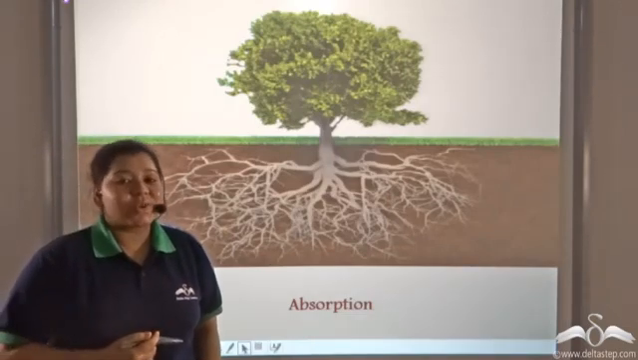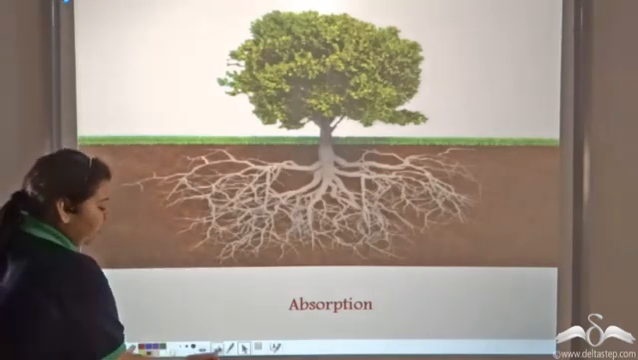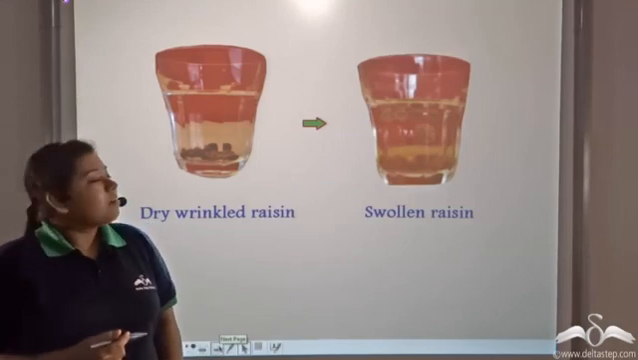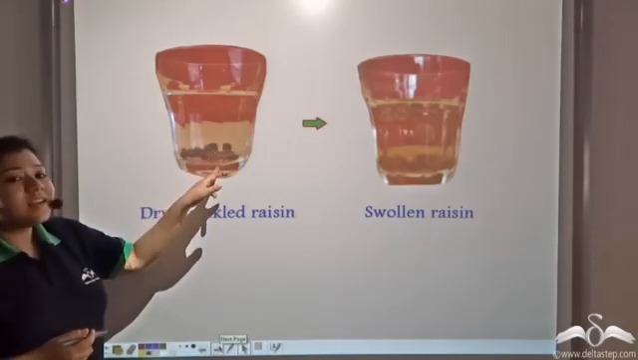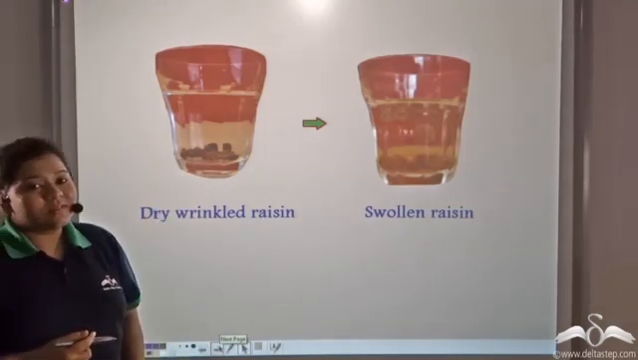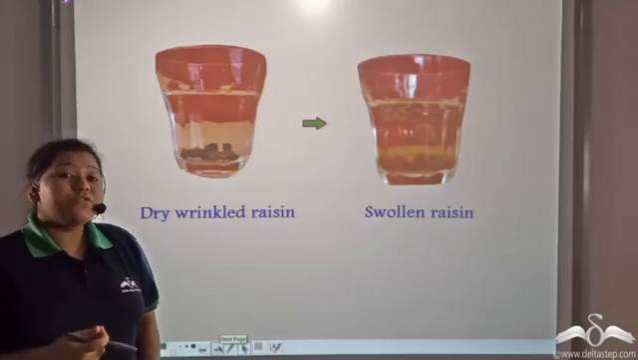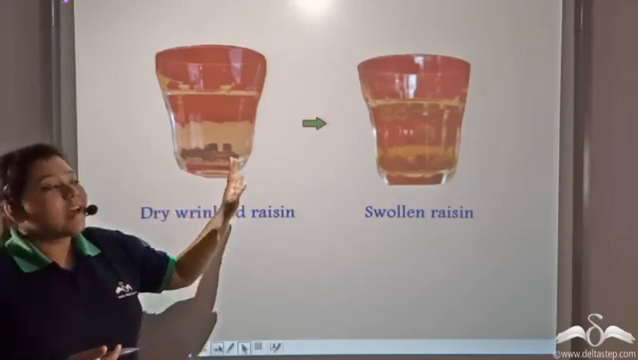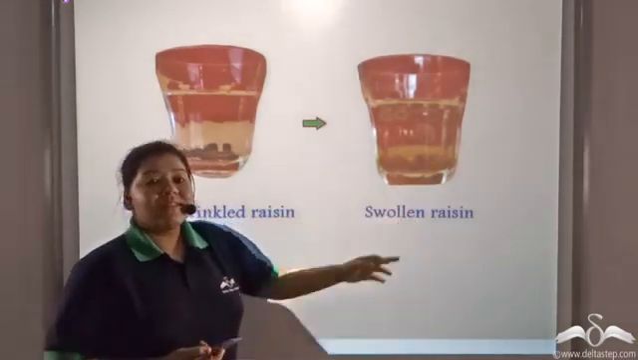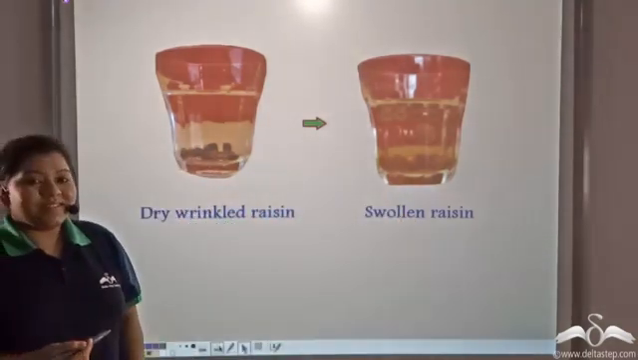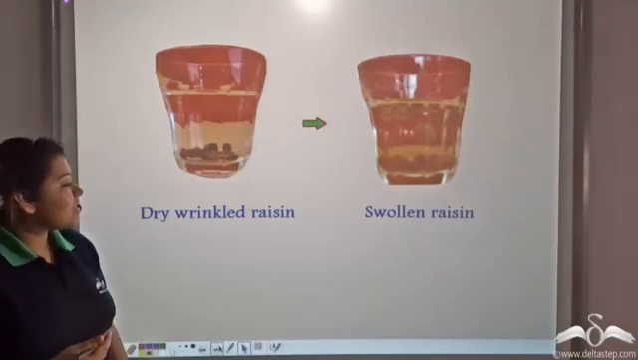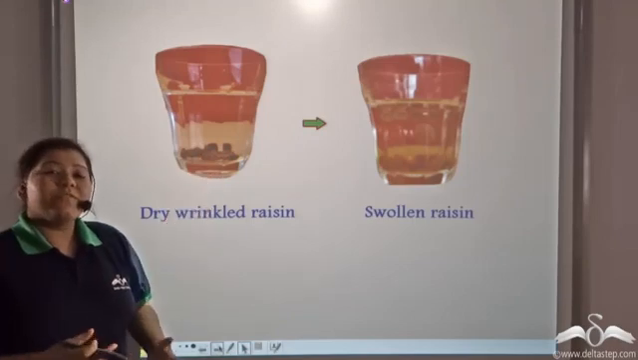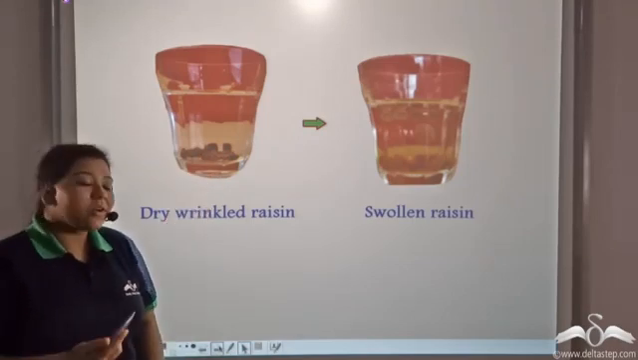We'll see very shortly. But before that, let us perform a simple experiment. Put some dry, wrinkled raisins in water. Within a few hours, you'll see that the dry, wrinkled raisins have swollen up. Now, how did that happen? Well, see, the dry, wrinkled raisins have a very high sugar concentration.